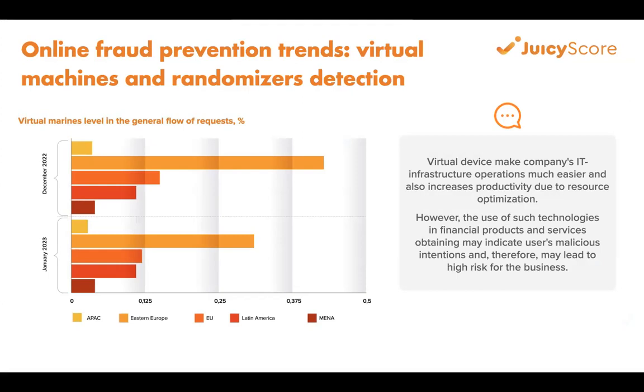Now, online fraud prevention trends in virtual machine and randomizer detection itself. We developed a few ways which proved to be the best in detecting virtual machines and randomization. Virtual devices make companies' IT infrastructure operations much easier and also increase productivity due to resource optimization. However, the use of such technologies in obtaining financial products and services may indicate users' malicious intention and therefore may lead to high risk for the business itself.